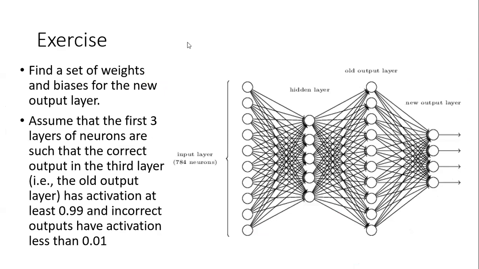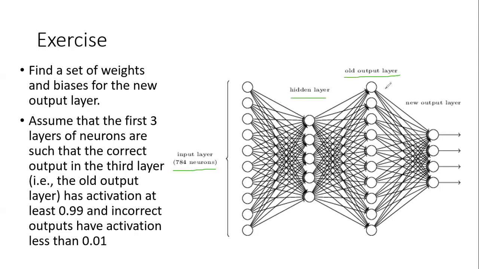Now this is an exercise that you have to do right now. So what's the difference? I have 784 neurons here. I have a hidden layer which consists of 5 neurons. This is the old output layer which consists of 10 neurons, and this becomes the new output layer.